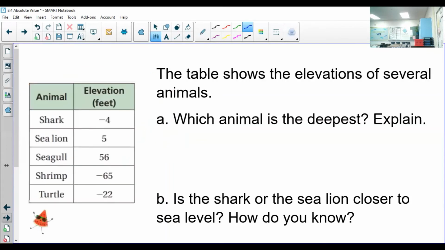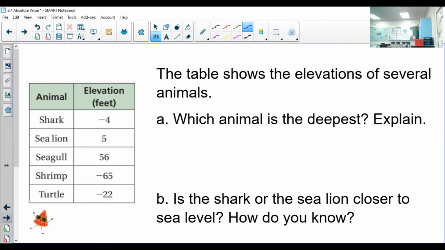Okay, let's take a look at this one. Here we have a table, and the table shows the elevation of several animals. Question A says, which animal is the deepest? Explain. And question B, is the shark or the sea lion closer to sea level? How do you know? Okay, here we go. We have animals and their elevation.